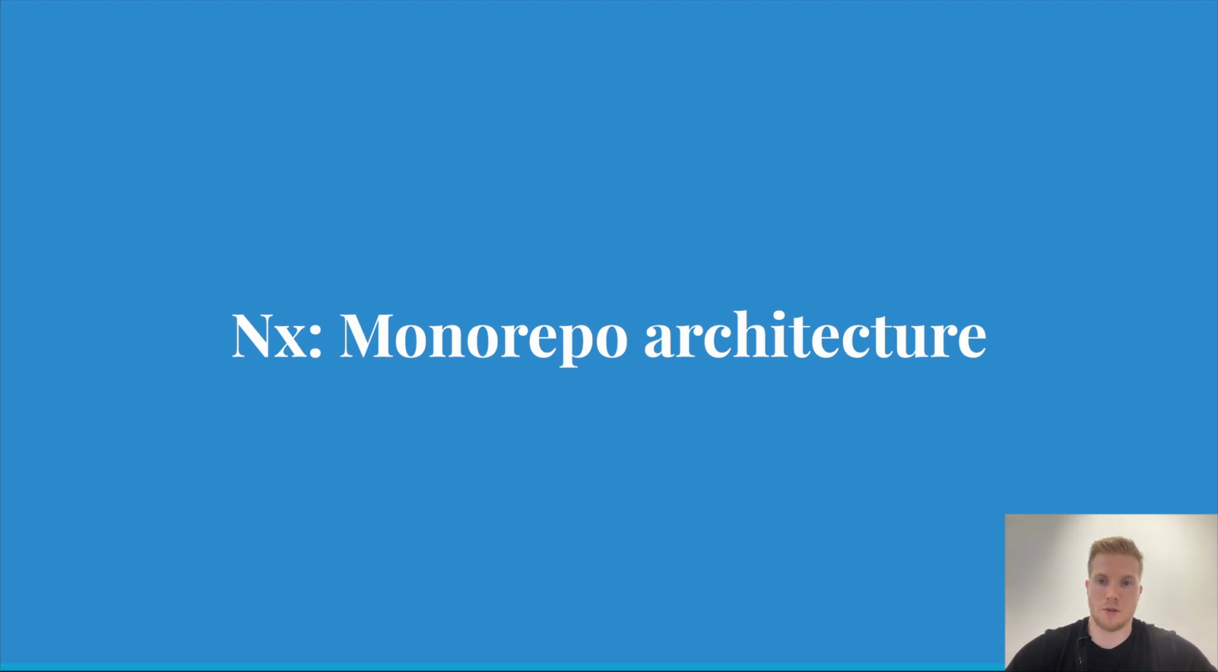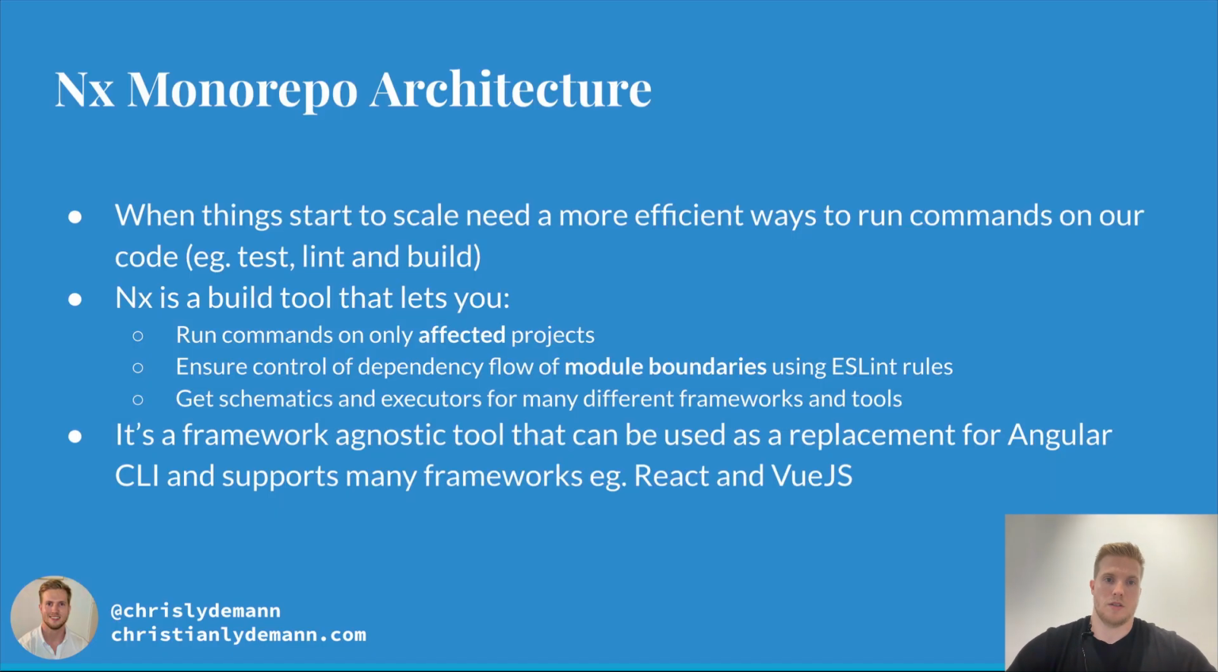But at some point you would want something that's more scalable, and this is where you can use the NX tools for making that happen, combined with a layered approach. So when things start to scale, we need a more efficient way to run commands on our code, like running test, lint, and build without running it on the whole code base. Oftentimes when an app is scaled up, you would have something like the Spotify model, where you would have a feature team per feature area working on that, and you want some kind of separate way of working with your feature area, and then you have a way of combining those things.